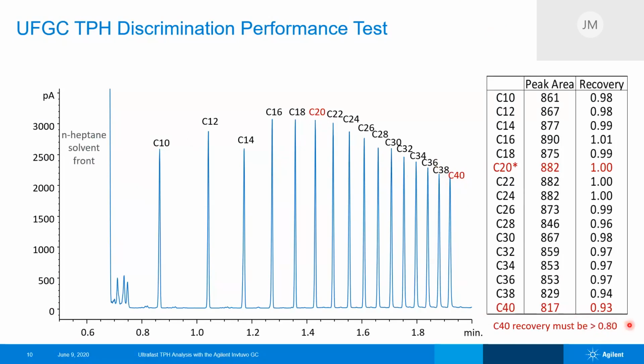So this is essentially telling us that we're not losing any of the higher boiling or lower boiling components during the injection period, because you can see here the C10 recovery is 0.98. We pretty much stay almost 1 all the way up to C36, C38, and then C40 is 0.93, which is well within the range specified by the method.